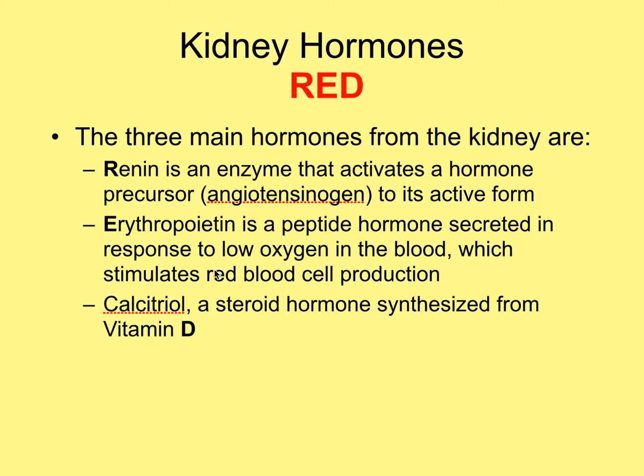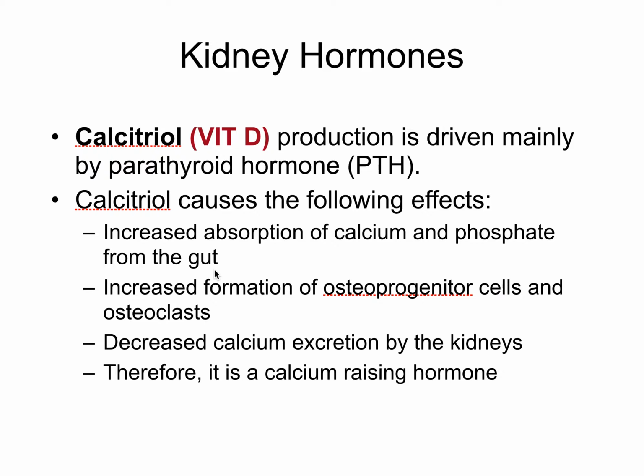So one more time, what is RED? Renin, EPO, vitamin D. What is renin? Blood pressure. What is EPO? Red blood cell production. What is vitamin D? Calcium absorption. Good. So again, this is just a repeat.